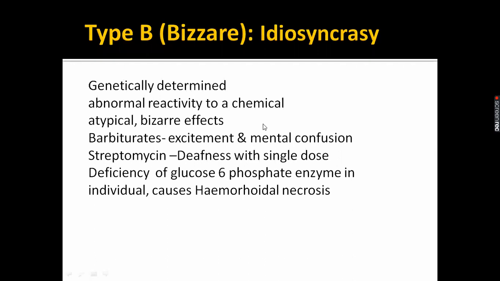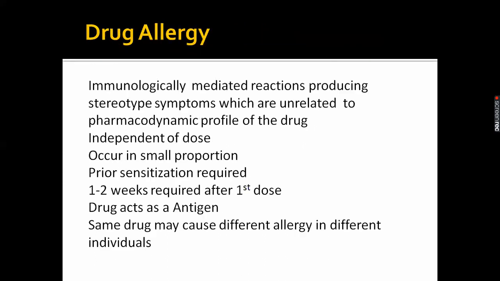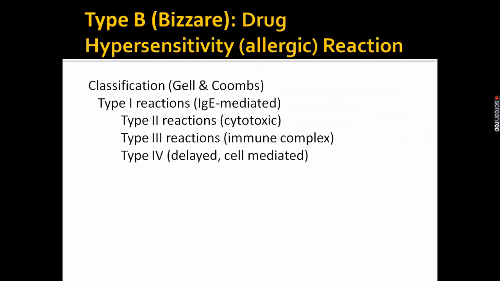Then coming to type B, or bizarre or idiosyncratic type of reaction. So it is a genetically determined type of reaction. So abnormal reactivity to a chemical can cause these reactions. So these are atypical. Barbiturates, streptomycin can cause this type of reaction. So these drug allergies are immunologically mediated, producing stereotypic symptoms which are unrelated to the pharmacological profile. So here it is independent of the dose. So type B, bizarre reactions, are not related to dose.